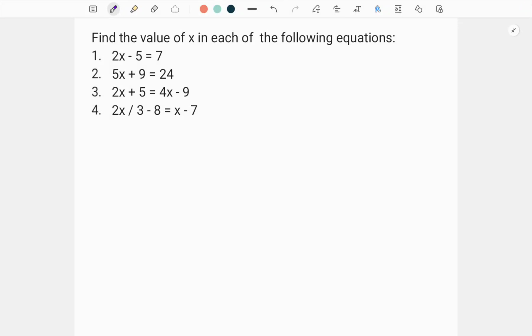Today we are going to talk about how to solve simple linear equations in one variable. The wording might sound a little confusing, so let's go over what I mean by simple and what I mean by linear and one variable and so on.